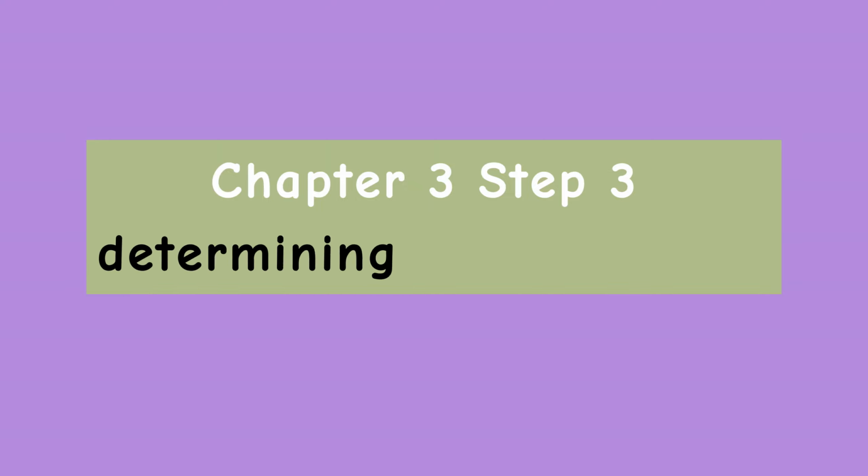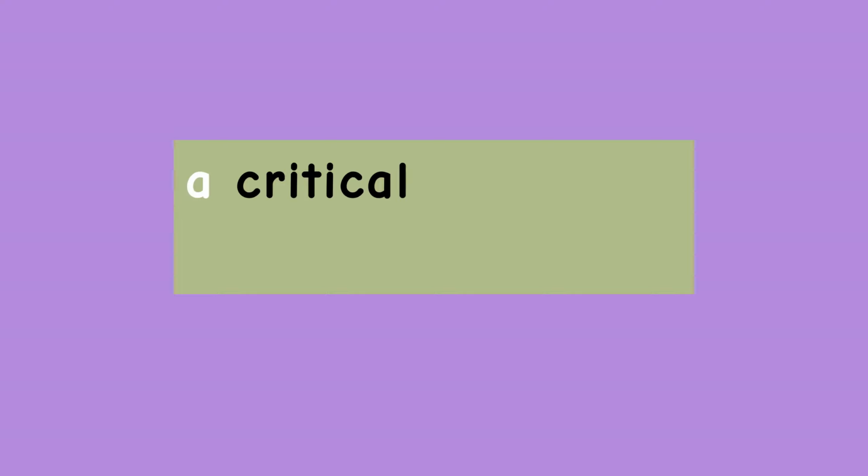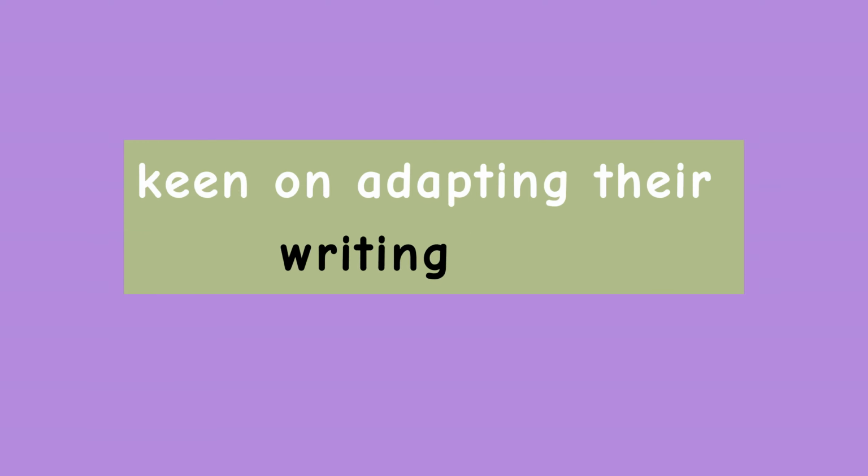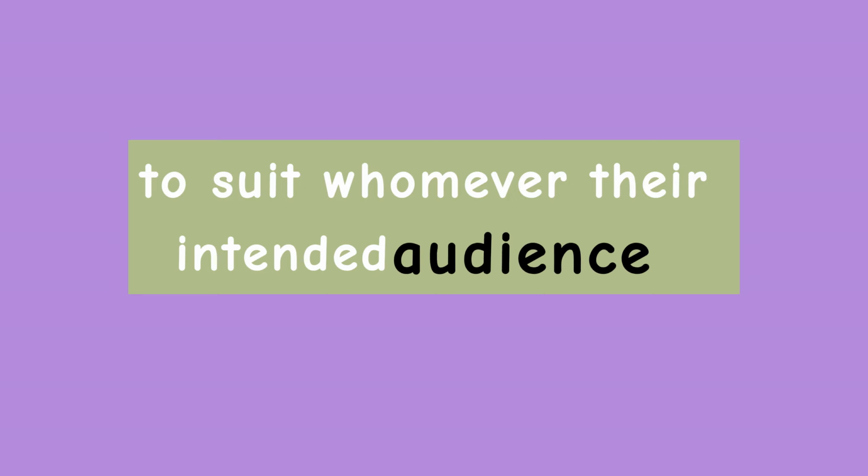Chapter 3, Step 3, Determining Your Audience. A critical aspect of effective writing is knowing who will read your materials. Successful writers are keen on adapting their writing style to suit whomever their intended audience is, and to communicate with readers.